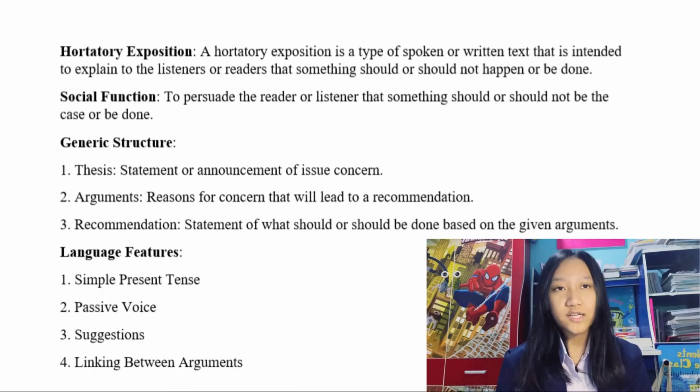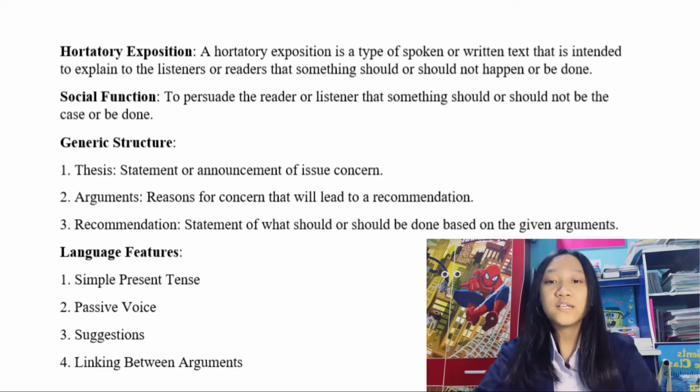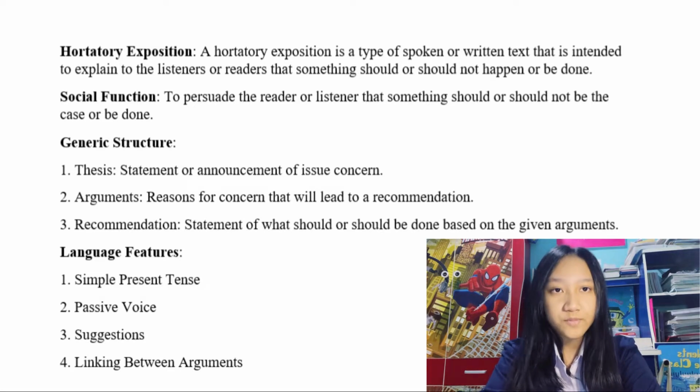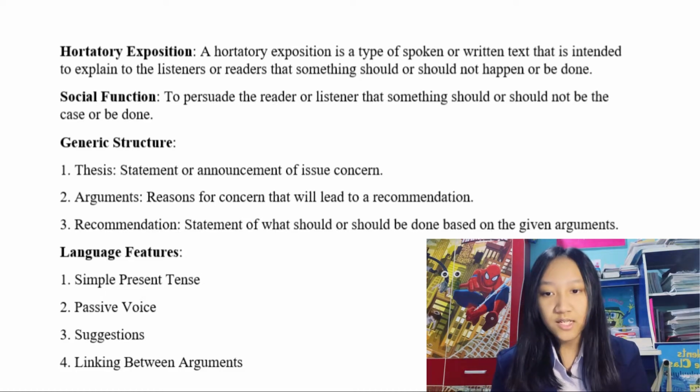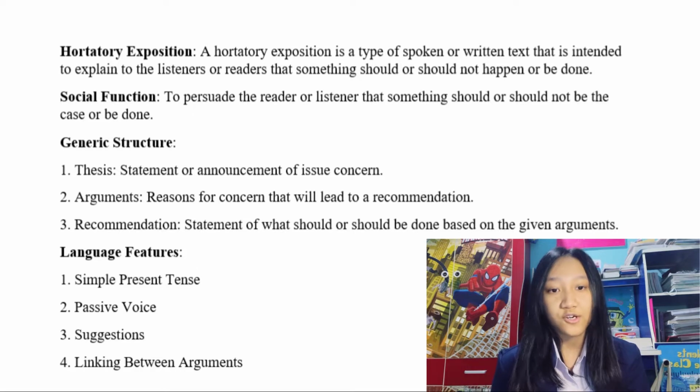Now, starting to the definition of hortatory exposition. A hortatory exposition is a type of spoken or written text that is intended to explain to the listeners or readers that something should or should not happen or be done. The social function, to persuade the reader or listener that something should or should not be the case or be done. Now to the generic structure.